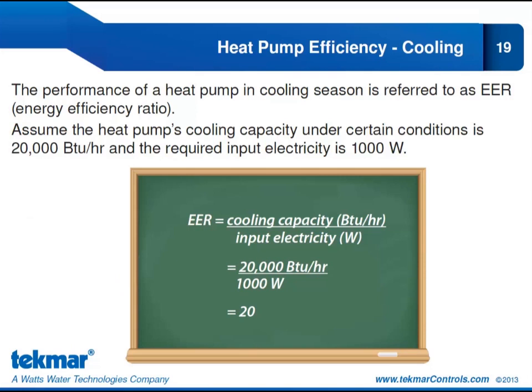When we're using our heat pump for cooling, we don't refer to efficiency as COP. Instead, we refer to it as EER, which stands for Energy Efficiency Ratio. Now, to look at the example calculation, we're going to assume we have a heat pump that has a cooling capacity under certain conditions of 20,000 BTU per hour. Let's also assume that the required input electricity is 1,000 watts. So the EER is the cooling capacity divided by the input electricity. And in this case, that would be 20,000 divided by 1,000, giving us an EER of 20.